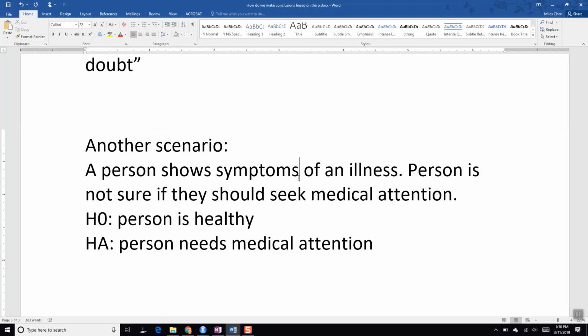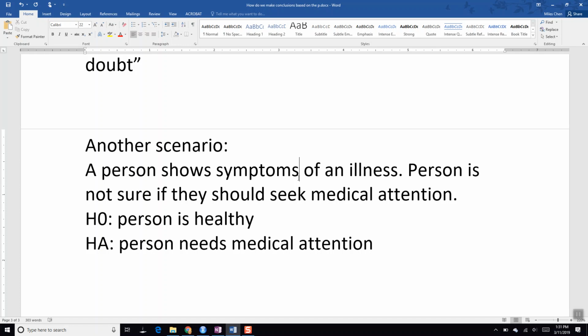Type 1 error would be, null hypothesis is true, but we've rejected the null. So type 1 error would be a healthy person visits the doctor. The doctor says, you're healthy, you're fine, nothing's wrong with you. Okay? What's a type 2 error? Type 2 would be someone is sick or needs medical attention, but they believe they're okay and they don't visit the doctor. So someone is actually in need of medical attention, but they think they're fine, they don't go to the doctor.